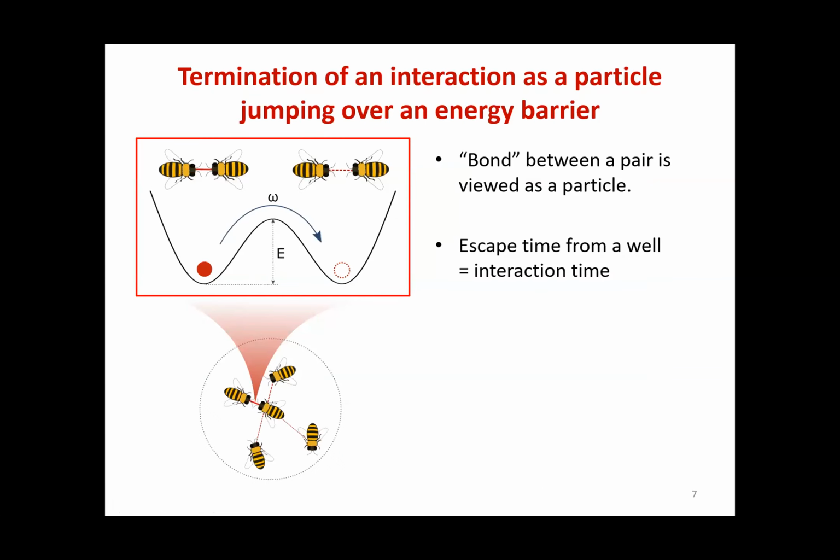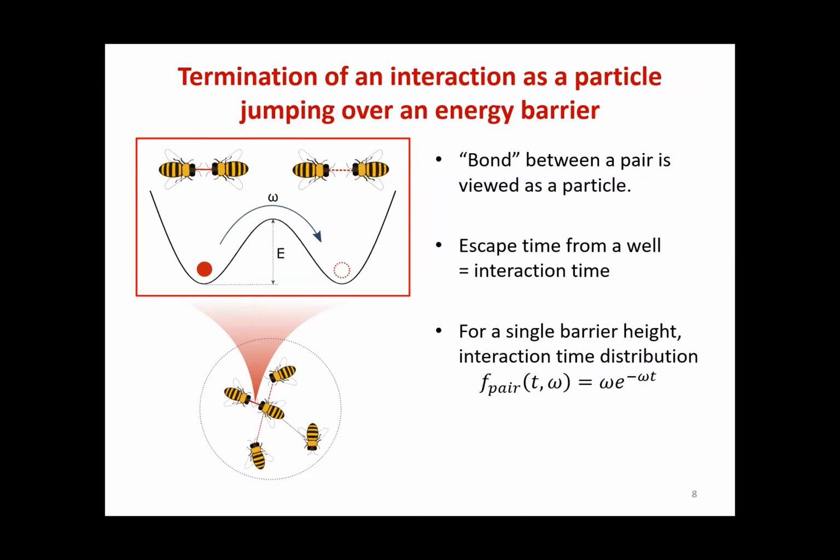To do that, I viewed the bond between a pair as a particle with two states, representing an interacting pair and a non-interacting pair. The particle changes state by jumping over an energy barrier. The time it takes for this particle to escape from this potential well is the duration of interaction, or interaction time. For a single barrier height case, this interaction time distribution is exponentially distributed, which can be calculated by taking the probability not to jump until time t and multiplying it by the jumping rate omega.